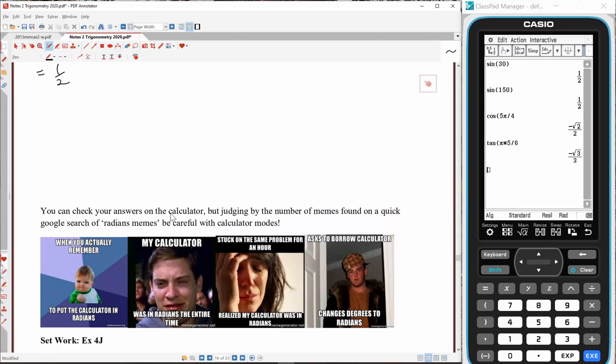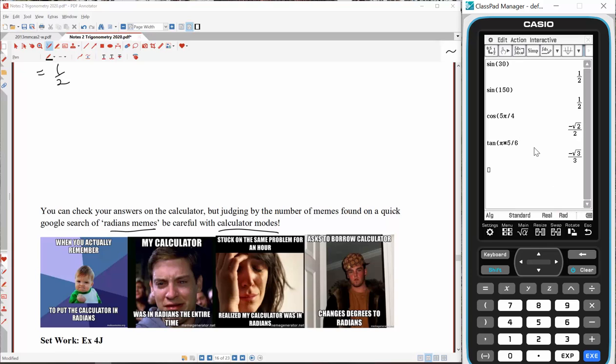So again, you can check your answers on the calculator, but judging by the number of memes found on a quick Google search of radians memes, be careful with calc modes. So if you're calculating an exact value for radians, make sure you're in rad mode. I'll show you what I mean. If we do it in degrees mode, it just won't work for us. It won't do the calculation. Okay, it'll give you an approximation, which is an awful approximation. So yeah, you need to be in the correct mode.